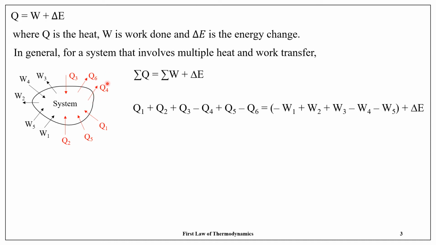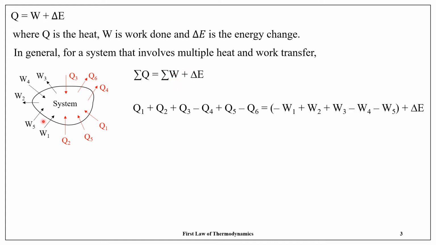In Q4, heat is rejected by the system, or heat flows from the system to the surroundings. So heat rejected by the system is taken as negative. Heat added to the system, Q1, Q2, Q3, Q5, are positive. So Q6 is rejected, therefore it is minus. And that is equal to sigma W.